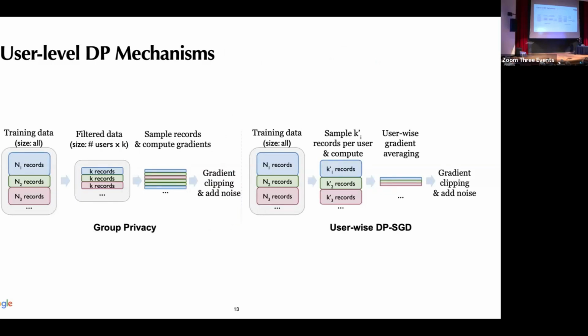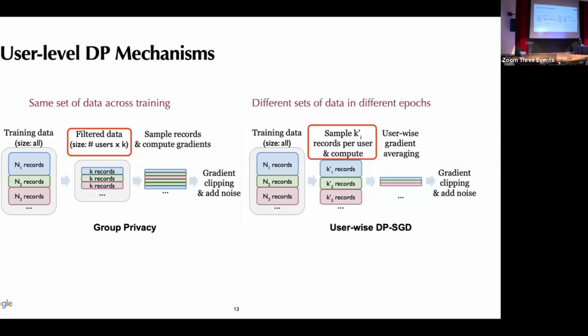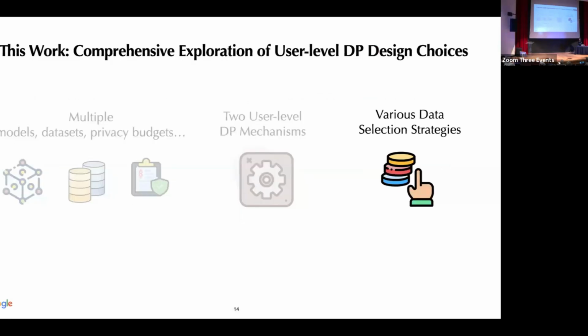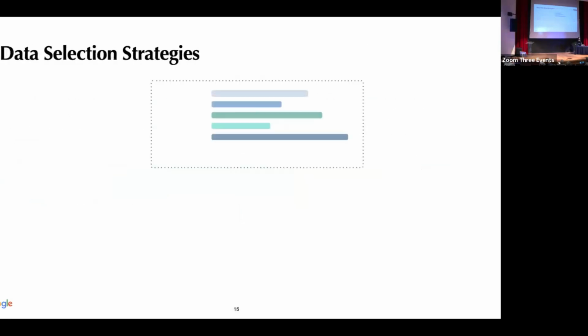As you can see, these two mechanisms both involve some sort of data selection. For example, for group privacy, you need to pre-filter the data, but this is the same set of data and you use that across the training. And for user-wise DPSGD, on the fly, you also need to do some data selection. In different training epochs, you are potentially selecting different sets of data points, which potentially gives you more diversity in the training data. And then this boils down to the third part of the design choices: how can you do the data selection? In our work, we consider various data selection strategies.